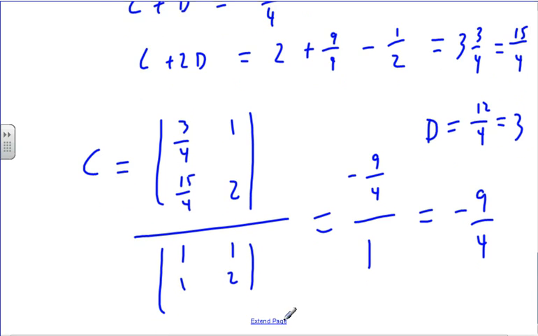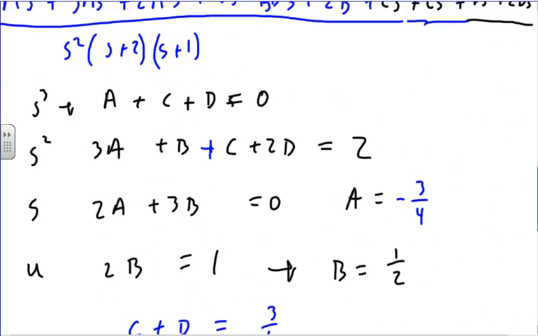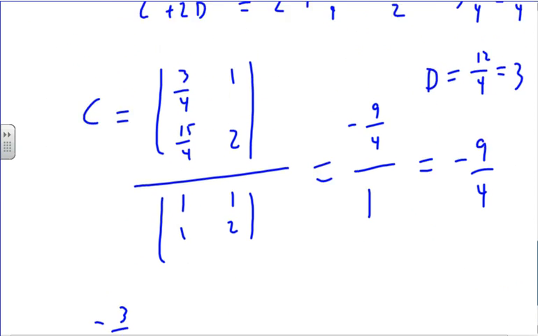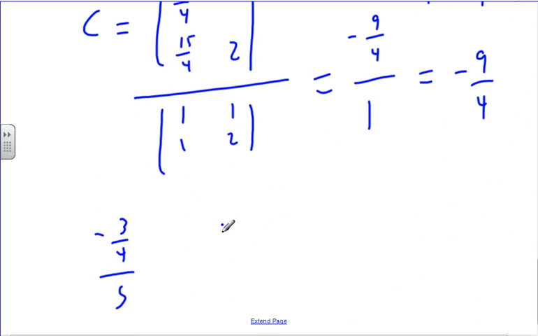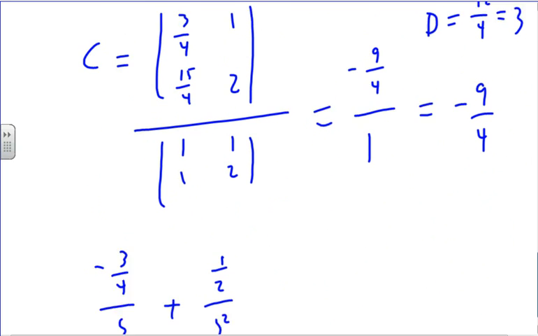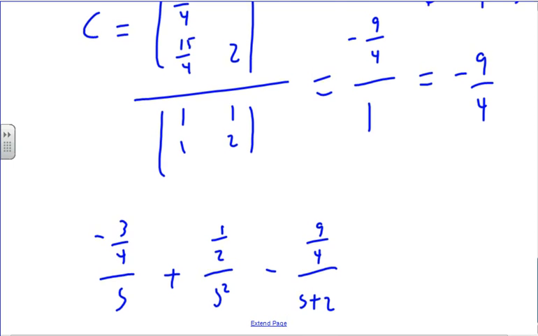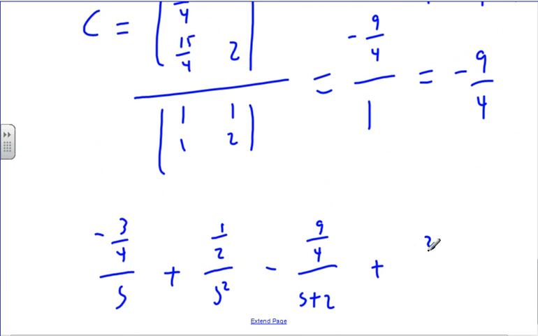Okay, so now I'm ready to write things down. Anybody remember what A is? Okay, so I got minus 3/4 over S. That's A. B was 1/2, 1/2 S squared. Okay, and C is minus 9 quarters over, is it S plus 2? Yeah. And then D would be 3 over S plus 1 is equal to X of S.